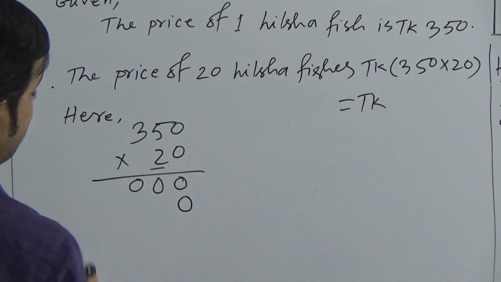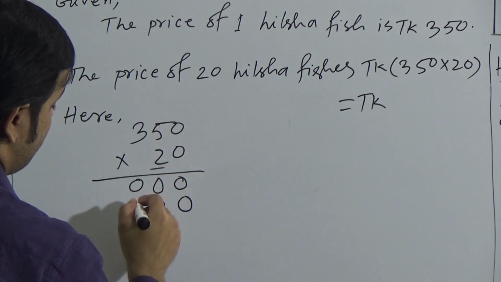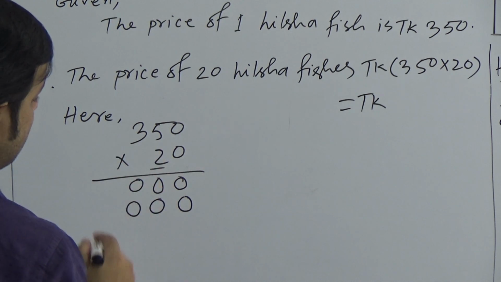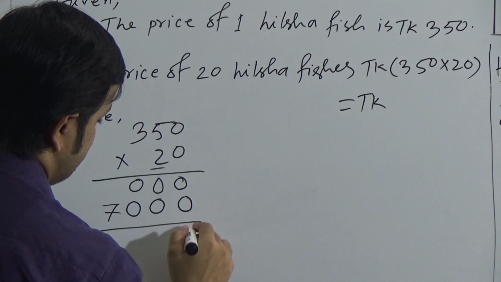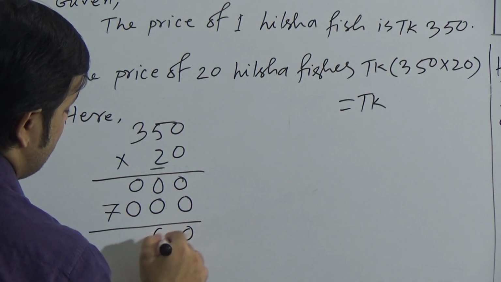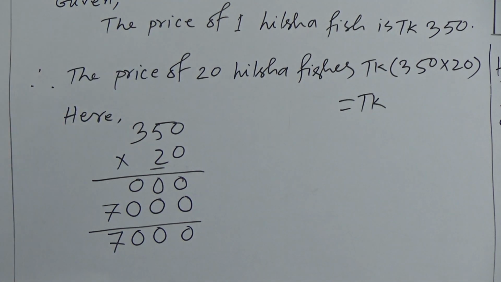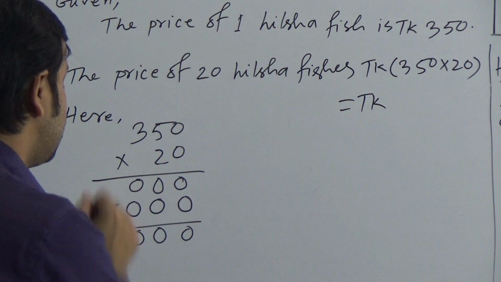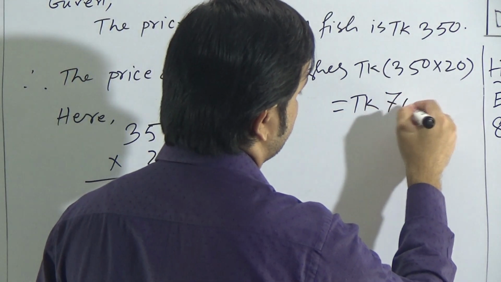Now we have to multiply by tens place. So 2 zeros are 0, 5 twos are 10, so 0, 1 is left. Now 3 twos are 6 and 1, that is 7. Now if we add, we will get here 0, 0, 0 and 7. So dear students, the product of 350 and 20 is 7,000. So we can write here 7,000.